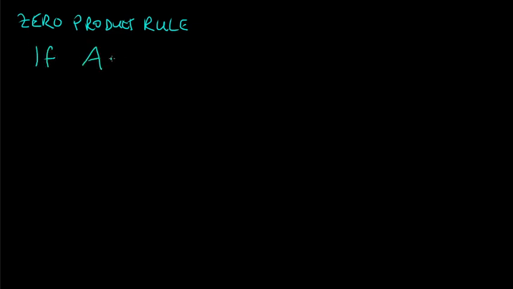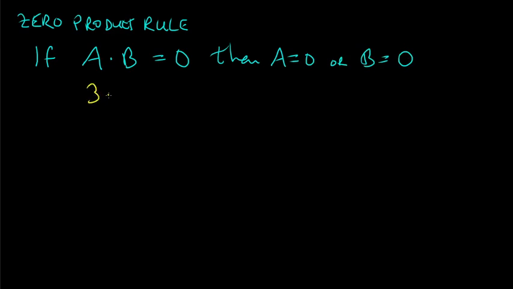If A times B equals 0, and these are capital A's and B's, right? So if A times B equals 0, then either A is 0 or B is 0. And I hope this makes sense because 3 times 0 is 0, and that tells me that B is 0 here, right? Or 0 times 7 is 0, and that tells me that the A is 0 here. Of course, they can both be 0, right? 0 times 0 is also 0.